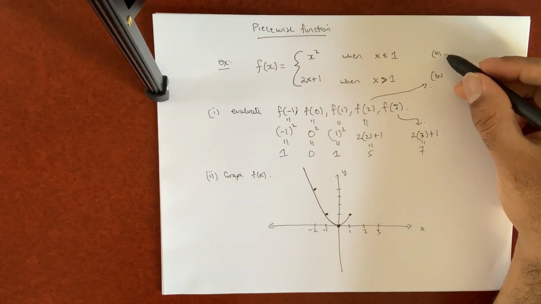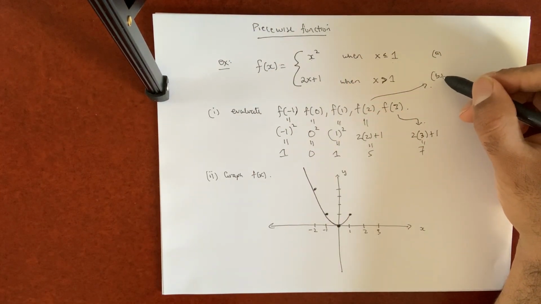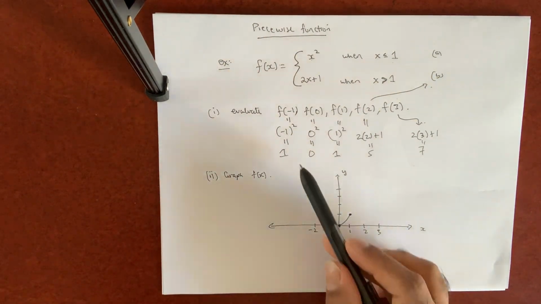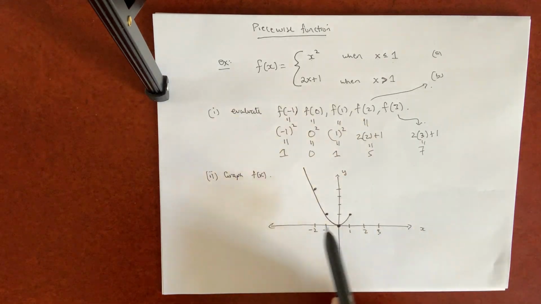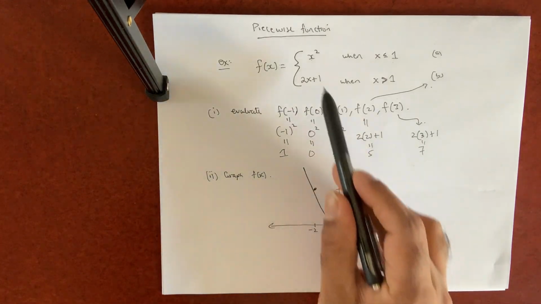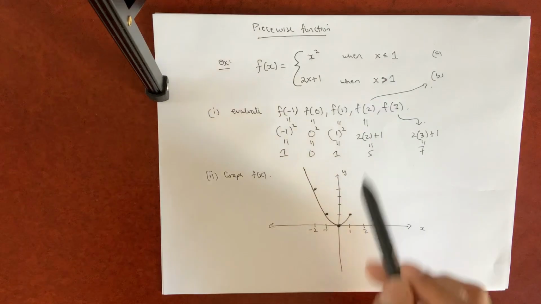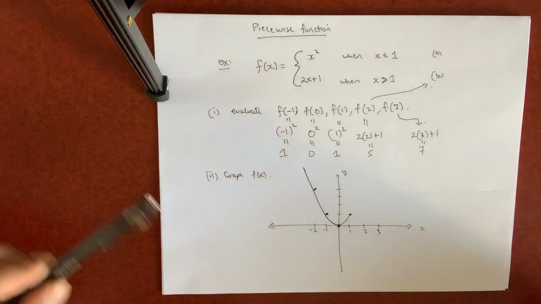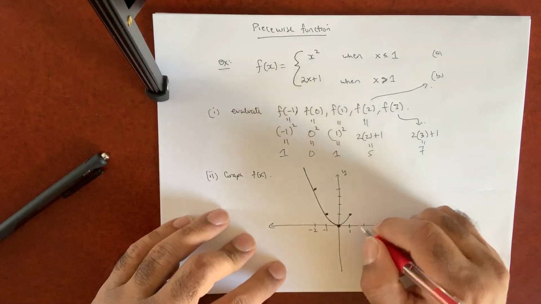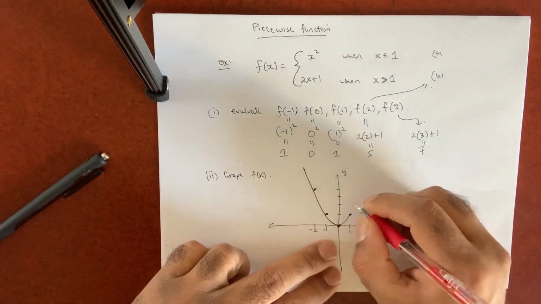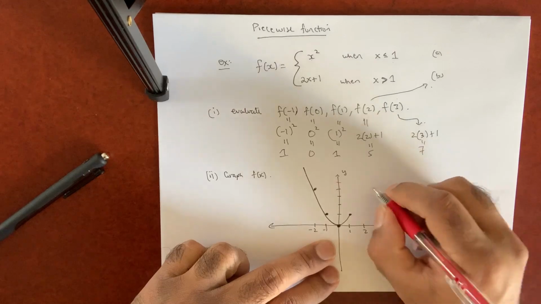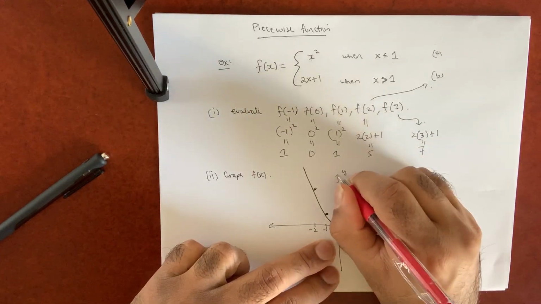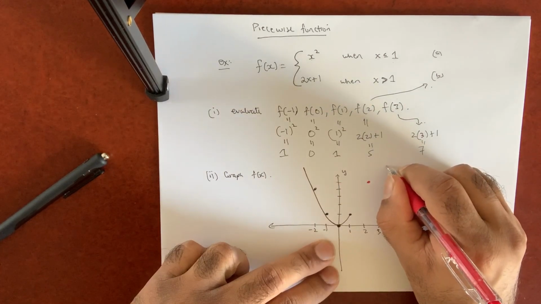So think of this as one piece of the function. This is another piece of the function. So effectively, we just draw the full graph of x squared, but then we stop when x equals 1. And then we say, okay, what does the graph of 2x plus 1 look like? Let me draw that with a different color. Well, at 2, we're at 5 here. At 3, we're at 7. So it's a little bit higher here, somewhere here.